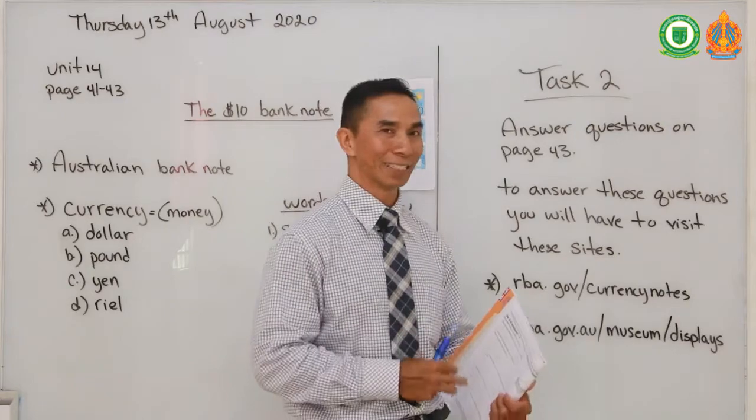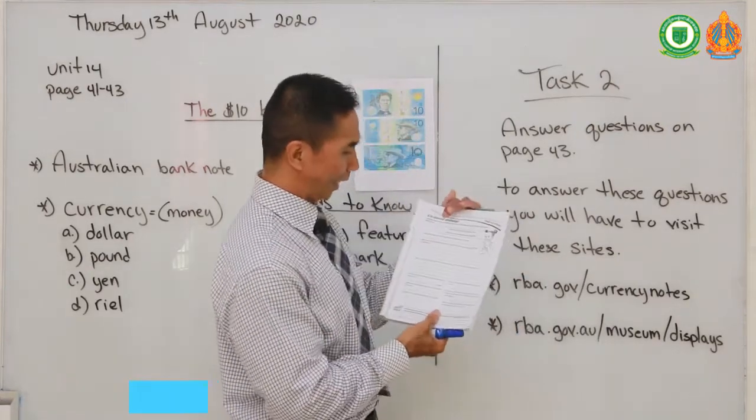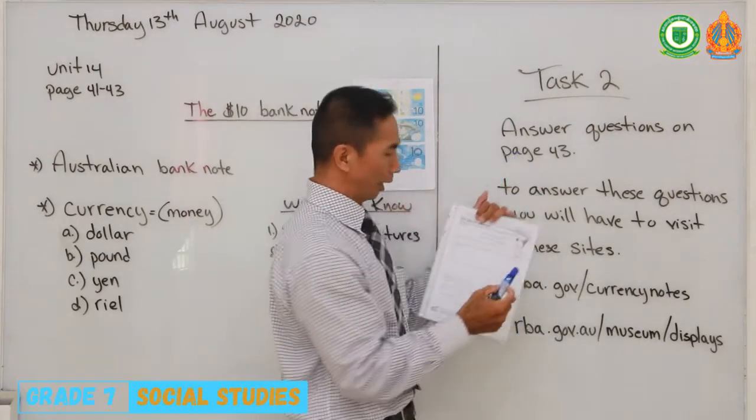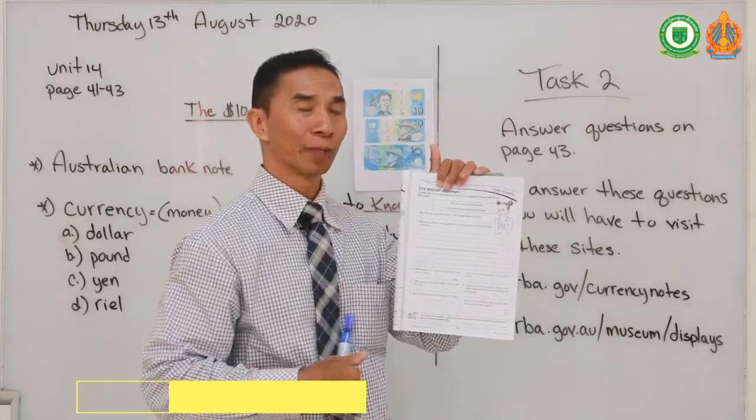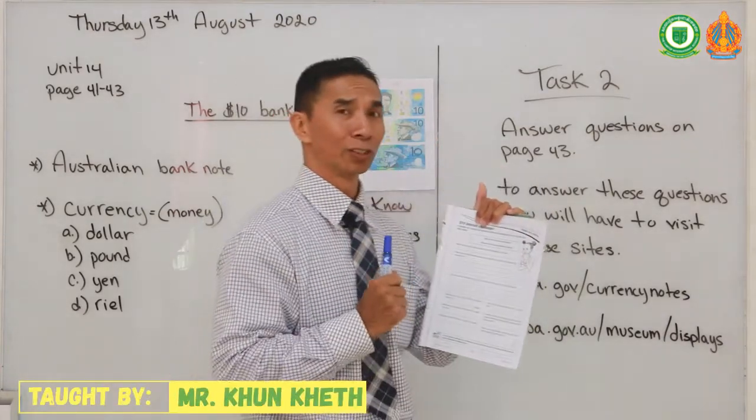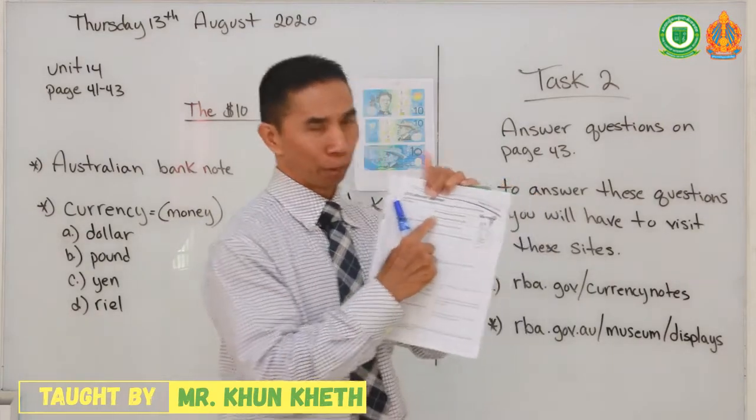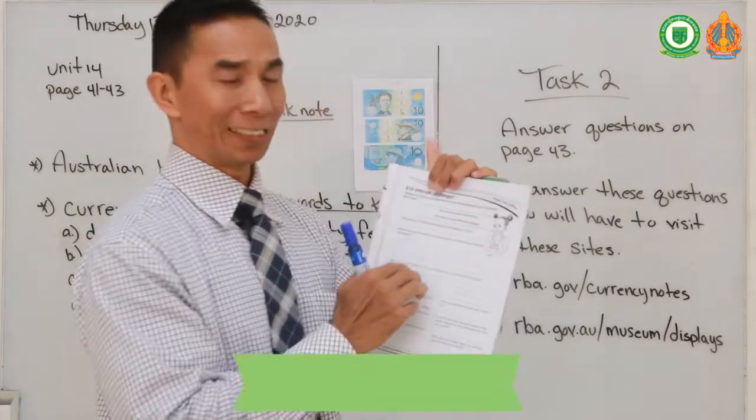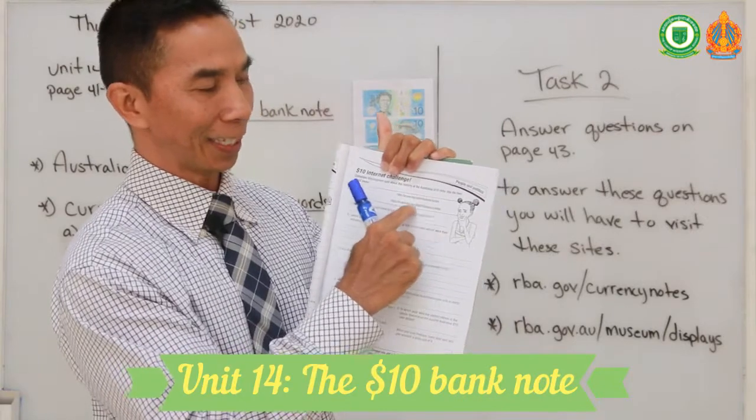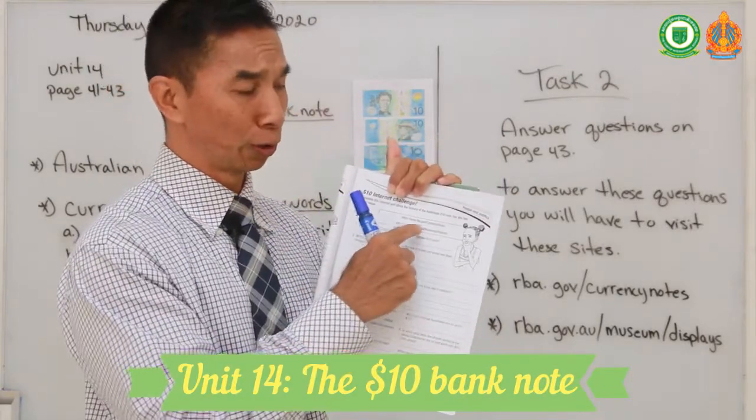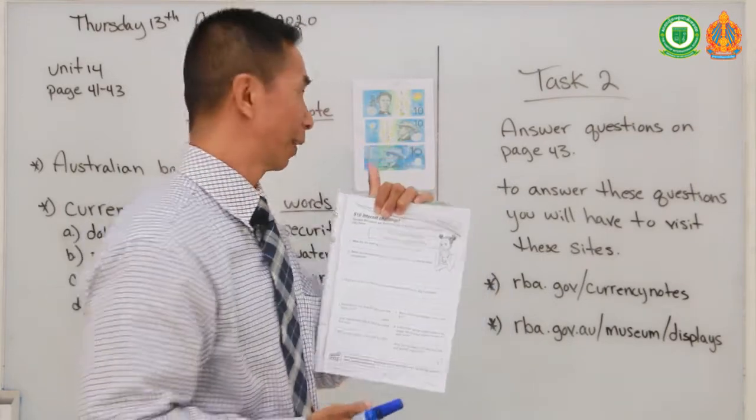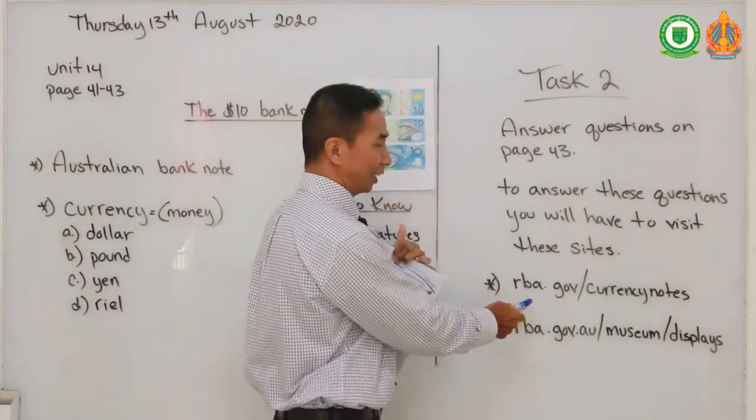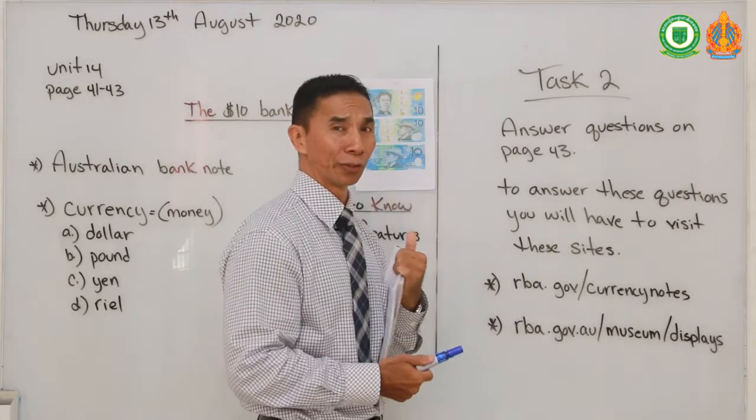Now on to our second task. Your second task is on page 43. I want you to answer all the questions on page 43. But there is one exception. On the top of your book, it says you can find these answers by visiting these sites. So you have to Google these sites, and it will help you answer all the following questions. I have written down the sites on our board so you can have a better viewing of the sites.